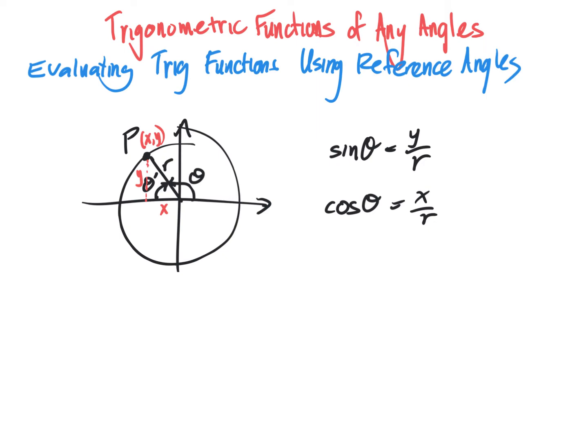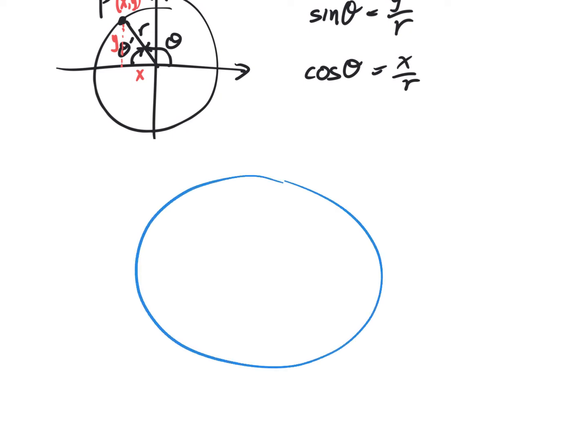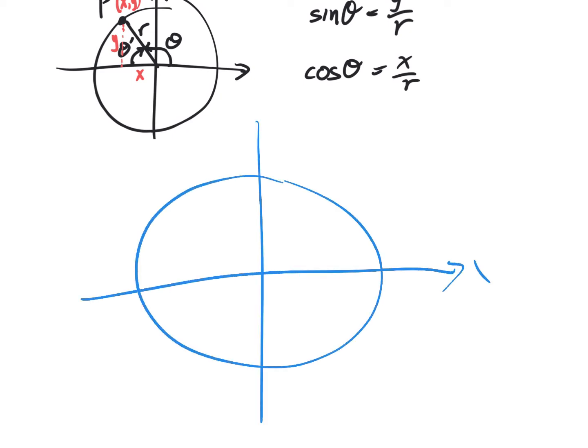At this point, we're going to ignore the negatives, even though we know in this quadrant x would give us some sort of negative value. But instead, we're using reference angles to evaluate what's positive and what's negative. So if we redraw our circle like this, and this was our point P, and that was x, y. That circle had a radius of r, and our angle was theta.